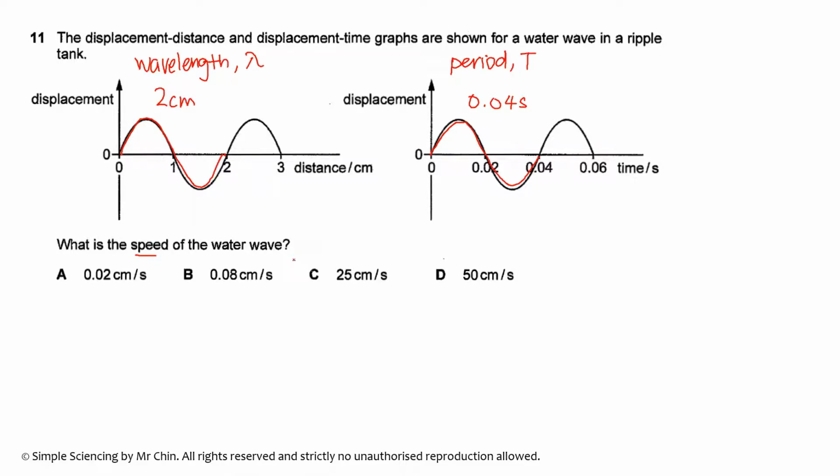The question asks you what is the speed of the water wave. To find the speed of the water wave, sub in the formula v = fλ. What is f? f is the frequency. And remember, frequency is given to be 1 over period. So sub in the values. Frequency is 1 over period, so 1 over 0.04 multiplied by the wavelength of 2 cm. And calculate this, your answer will be 50 centimeters per second. So the answer is D.